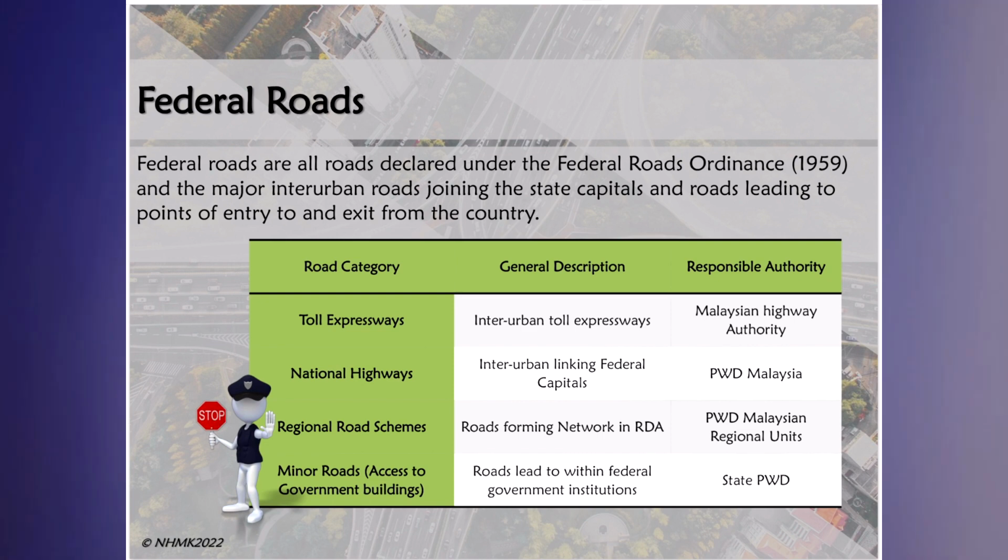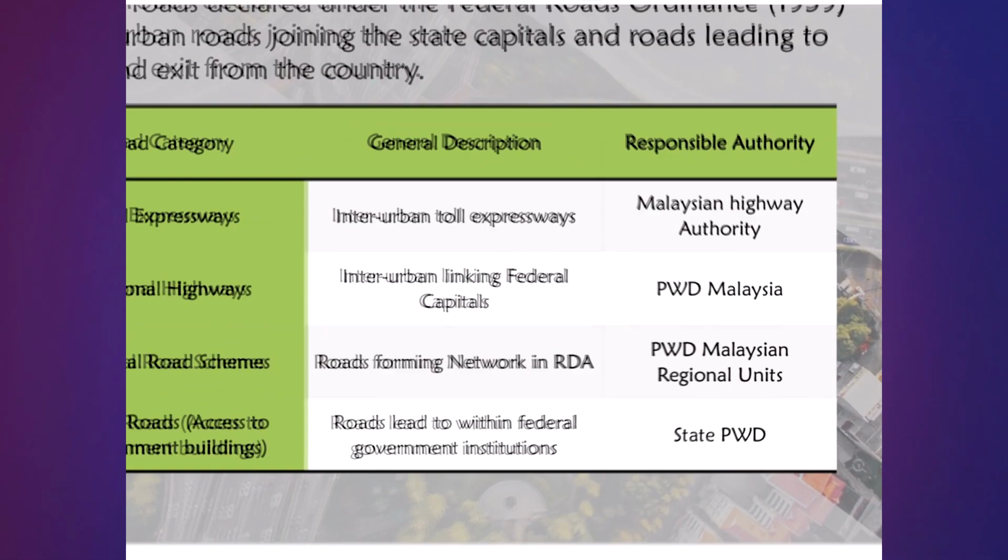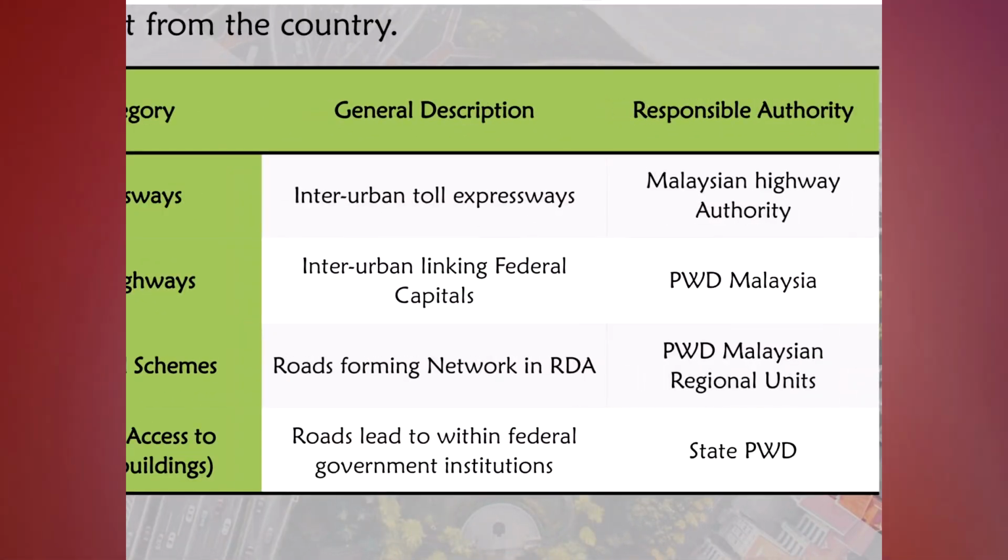There are 4 road categories under federal roads. The first one is toll expressways, the second is national highways, the third is regional road schemes, and also minor roads. And these are the general description and also the responsible authority of each of these roads.